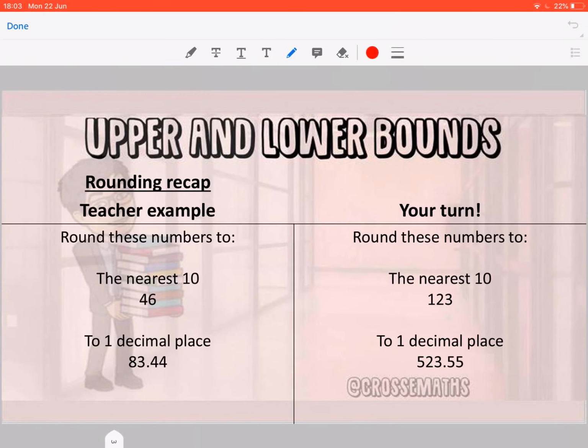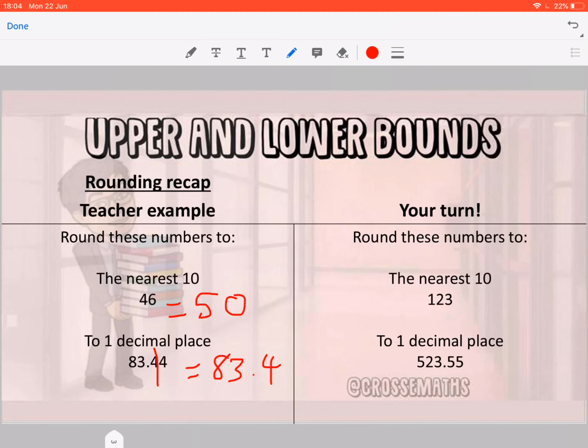Right guys, so a little bit of rounding, okay? We can do rounding, but I'm just going to go through it because it'll make sense for what we're doing today. Round 46 to the nearest 10. Well, the 6 is 5 or more, so that's going to have to go up to 50. Round this to 1 decimal place. If I draw my line in, okay, if I look to the right, it's a 4, so that'll round down to 83.4. Pause the video and have a go at the ones on the right hand side for me.